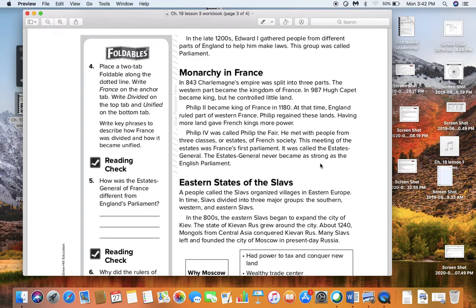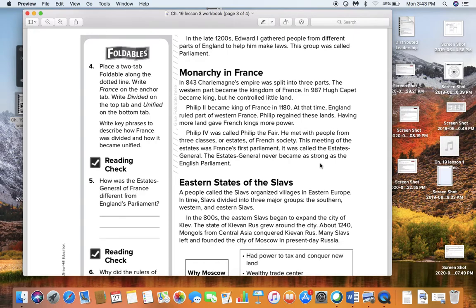Eastern states of the Slavs. A people called the Slavs organized villages in Eastern Europe. In time, Slavs divided into 3 major groups, the Southern, Western, and Eastern Slavs. In the 800s, the Eastern Slavs began to expand the city of Kiev. The state of Kievan Rus grew around the city. Around 1240, Mongols from Central Asia conquered Kievan Rus. Many Slavs left and founded the city of Moscow in present-day Russia. The rulers of Moscow learned to work with the Mongols.